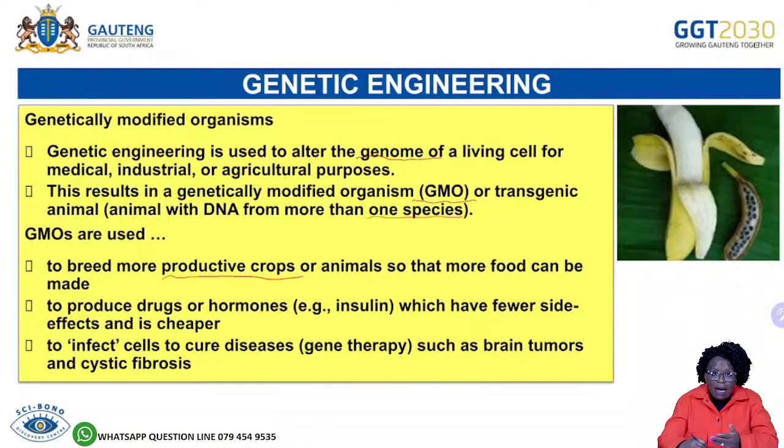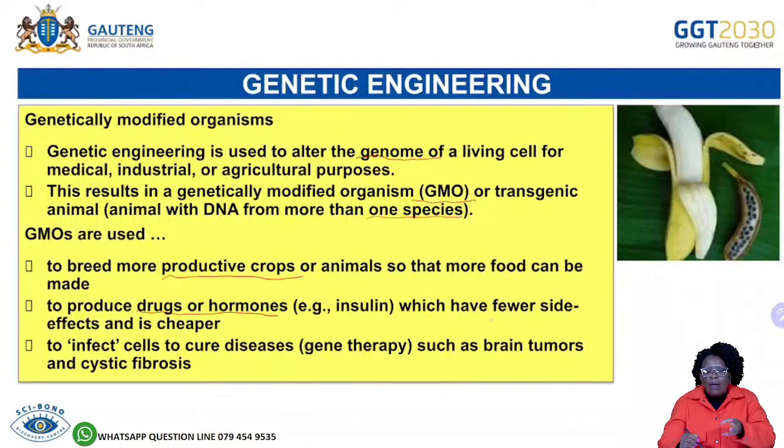So we're looking at yields. We're talking about crop yields. The outcome must be more. If it's milk, we must have tons and tons or liters and liters of milk. If it's meat, it must be a lot of meat that comes as an outcome of genetic modification. It can also be used to produce drugs or hormones, e.g. insulin, which have fewer side effects and is cheaper.